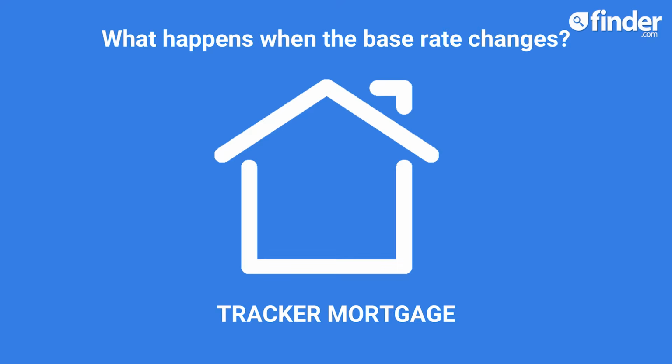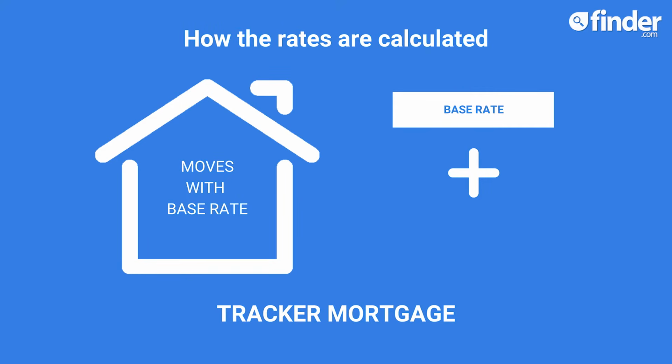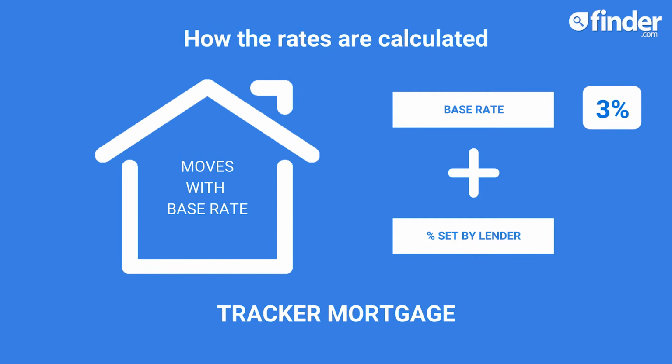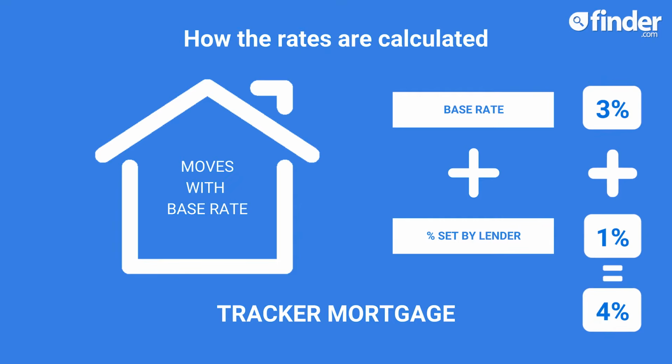Tracker mortgages track the Bank of England base rate. So when the base rate changes, your tracker mortgage will move up and down in direct response to any base rate changes. The reason behind this is because your tracker mortgage is actually calculated by adding whatever the base rate is to a percentage set by your lender. So if the base rate is 3% and your lender sets their rate at 1%, you would pay 4% interest on your tracker mortgage. If the base rate then went up by 0.5%, your tracker mortgage rate would also increase by the same amount to 4.5%.